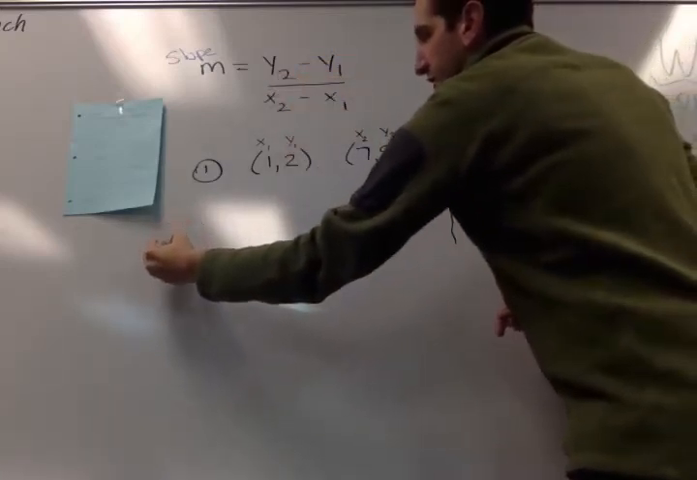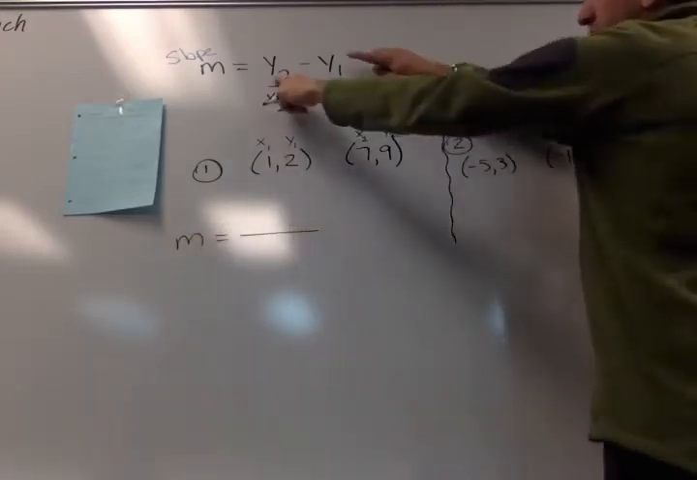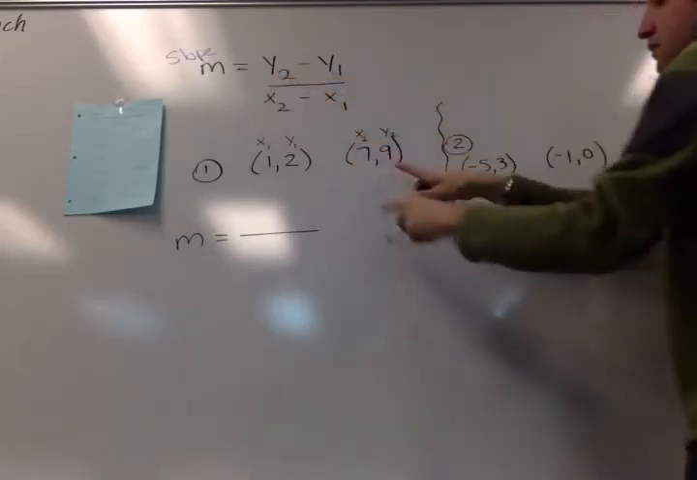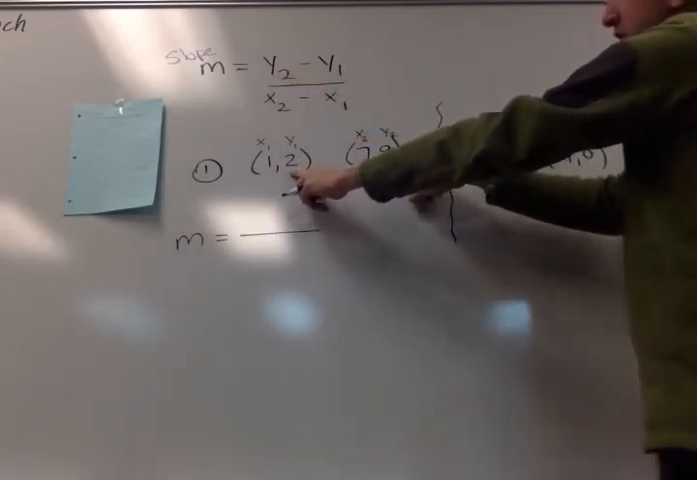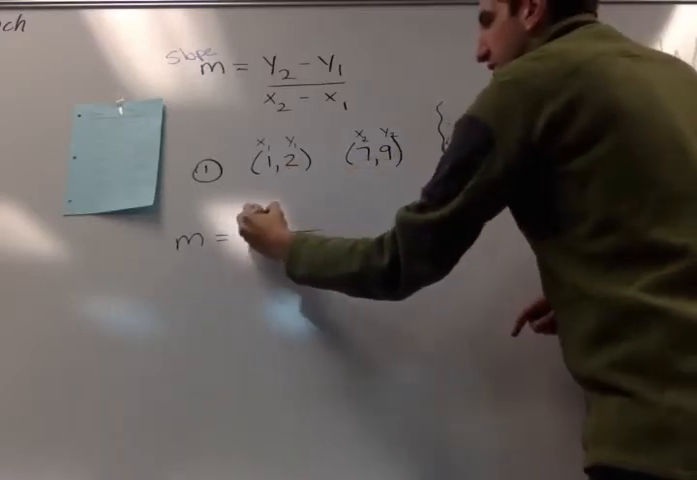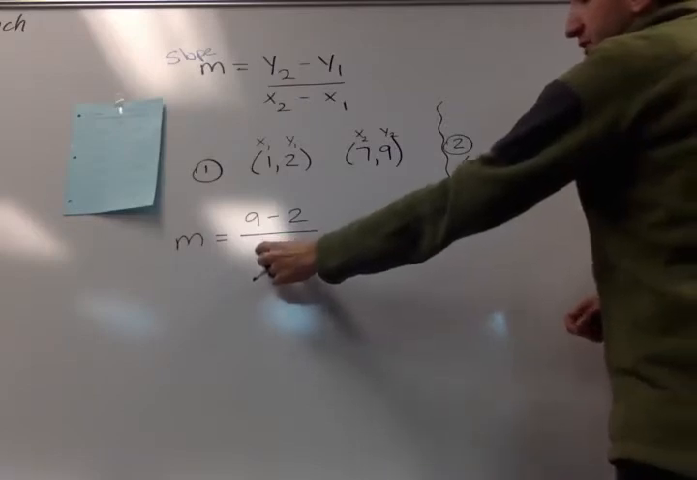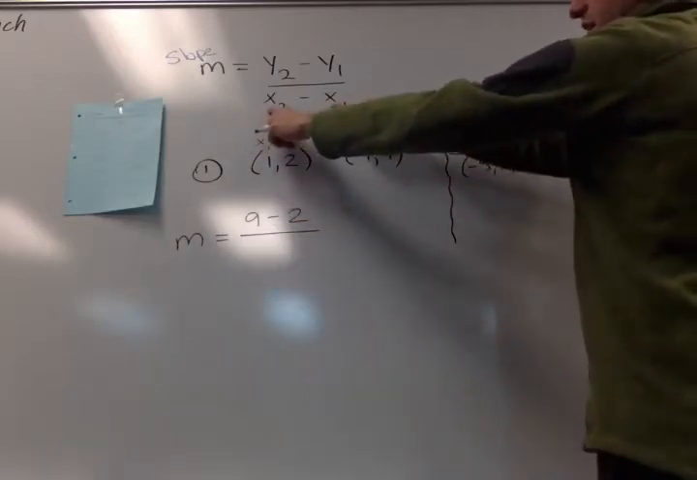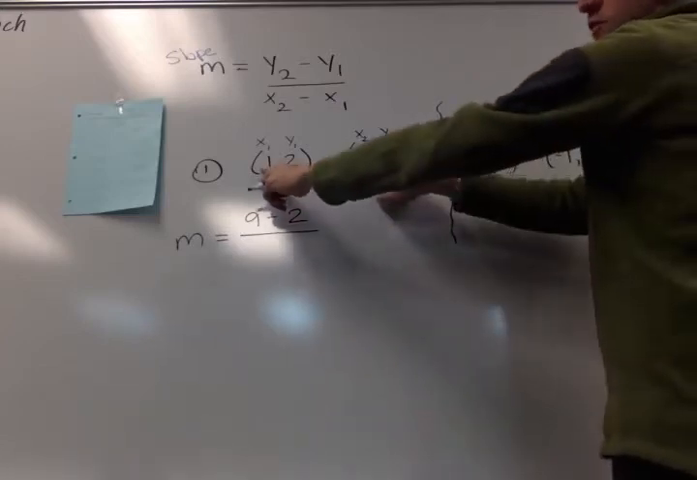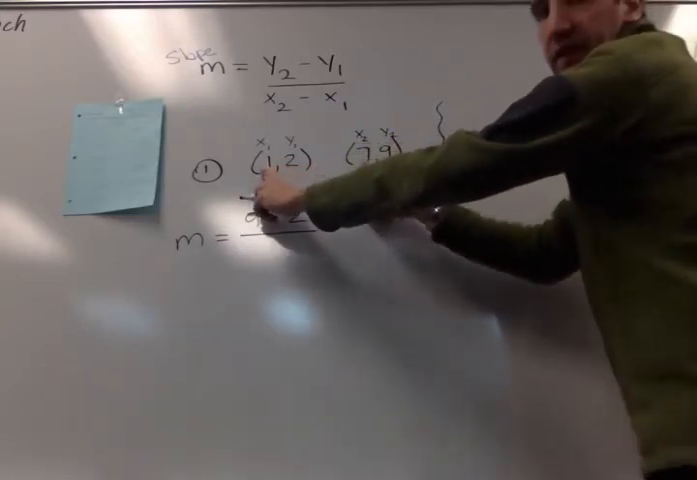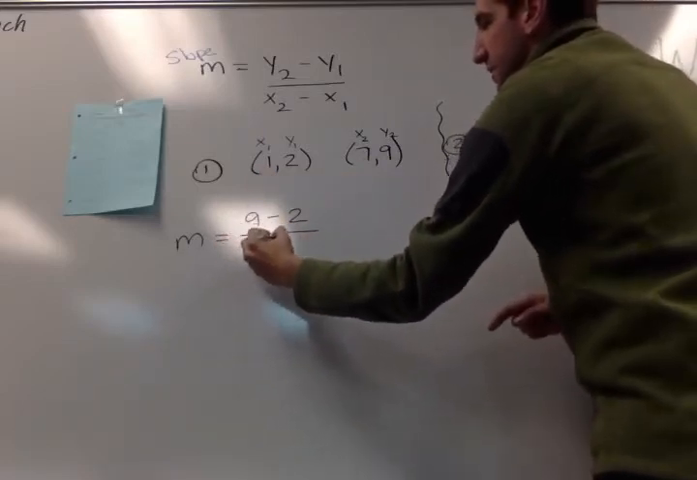So to calculate this, we have m equals, on top, y2 minus y1. Notice, look at my y coordinates. y2 is 9, y1 is 2. So I'm going to take 9 minus 2. On the bottom half of the fraction, in the denominator, x2 minus x1. Where are my x coordinates? Right here. 7 is x2, 1 is x1. So 7 and 1 will go on the bottom part of the fraction. So I'd have 7 minus 1.